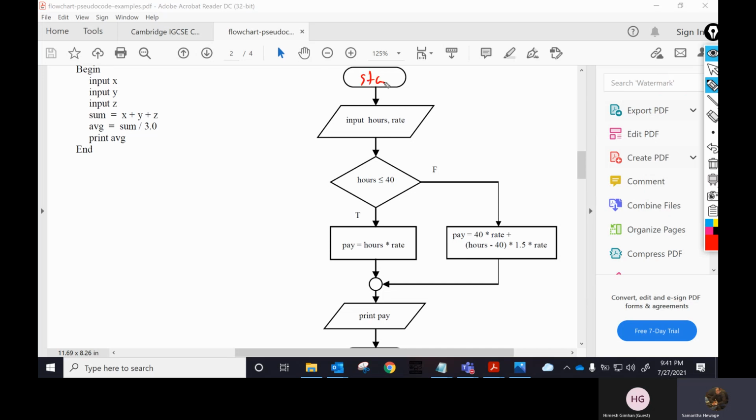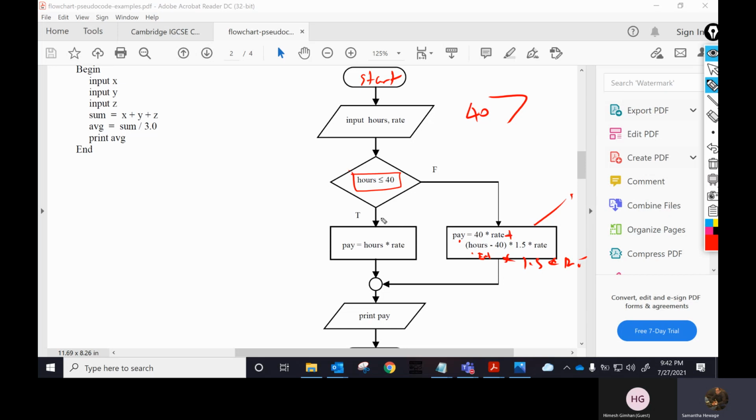Here it should start with "start", then input hours, rate. Very simple. Then hours less than or equal to 40. Did you understand the condition? I said more than 40. The condition would be hours should be more than 40. Payment equals 40 hours into rate plus the extra hours. That is for the extra hours, 1.5 into rate.